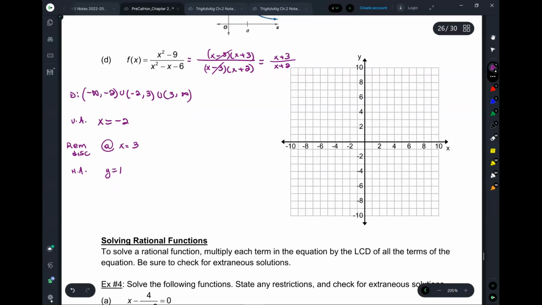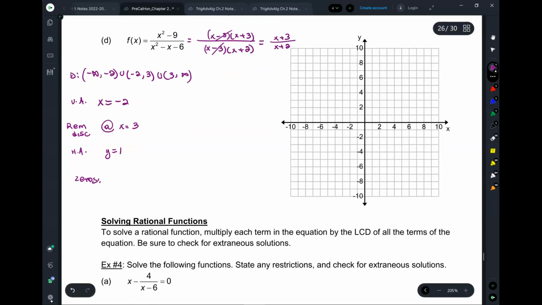What are the zeros? For the zeros, this went away. So you only look at this, x plus 3 equals 0. So it's x equals negative 3. Okay, so x equals negative 3 is a 0. We have an asymptote.